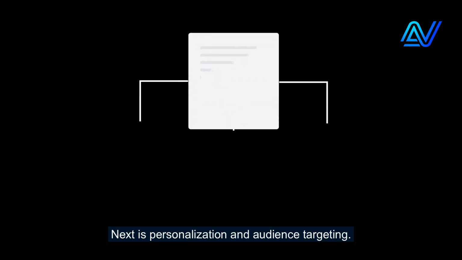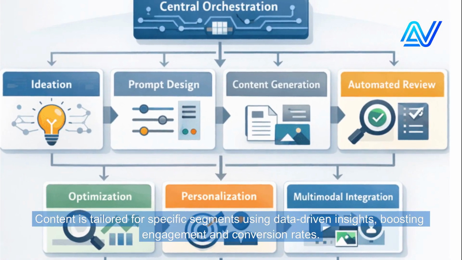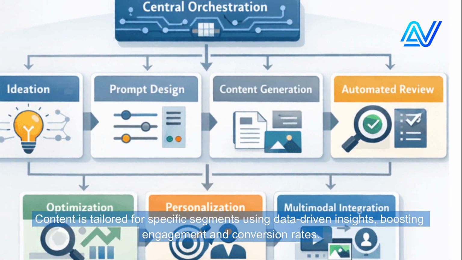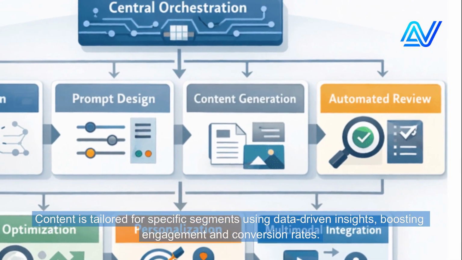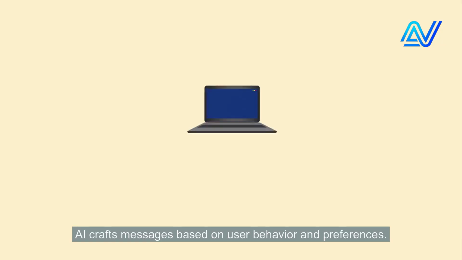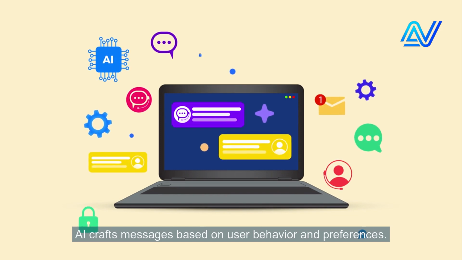Next is personalization and audience targeting. Content is tailored for specific segments using data-driven insights, boosting engagement and conversion rates. AI crafts messages based on user behavior and preferences.